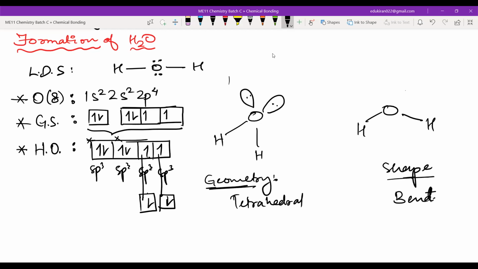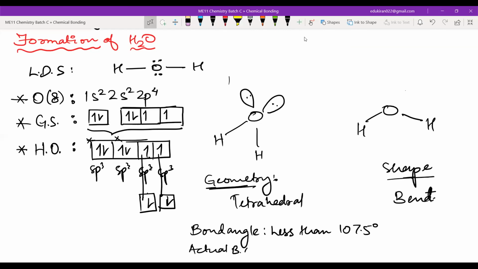Okay, so formation of H2O is also done. Now we will have to write about the bond angle. As we know, it will obviously be less than 107.5 degrees, and the actual bond angle is 104.5 degrees. Now we are very close, right? Now we are almost at the accurate answer. Yes or no?